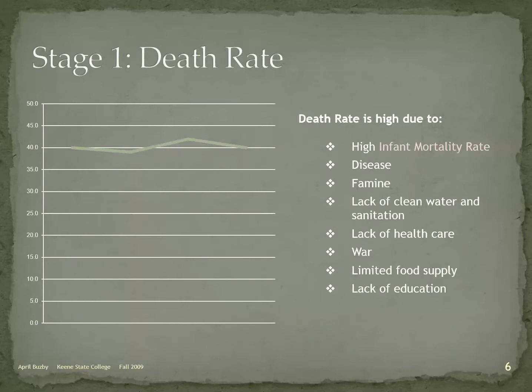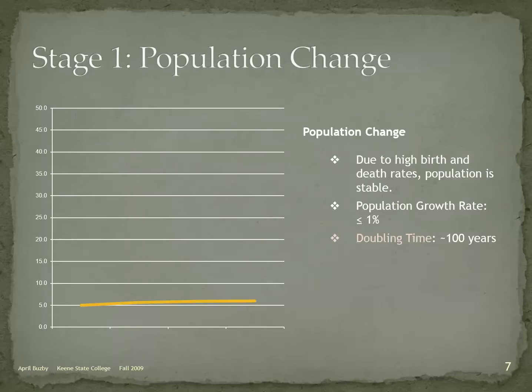We have a high death rate during this time for a number of reasons. You have a high infant mortality rate, meaning many children will die as infants. Disease, famine, lack of clean water and sanitation, lack of health care. These are all basically resulting from having low levels of medical technology. And then you have war, limited food supply, and lack of education. These are all contributing to the high death rate. So the population change that we see is actually not much. It's a pretty stable population. Population growth rate can be less than 1%, meaning the doubling time could be about 100 years.